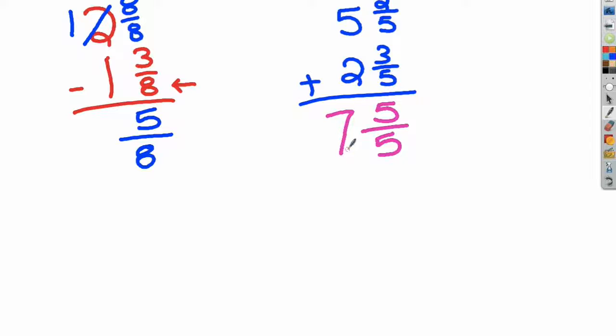7. But I have a problem because I know that 5/5 equals 1 whole, so what do I need to do with my 1 whole? You need to change the 7 into an 8, and your 5/5 is gone. Okay, so my 5/5 becomes 1 whole. 7 plus 1 is 8. So 5 2/5 plus 2 3/5 is 8.